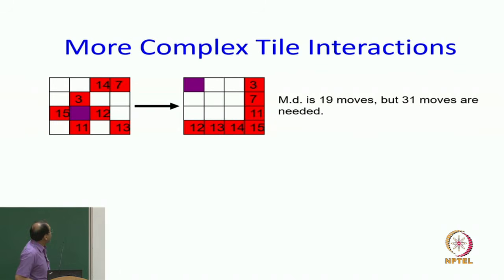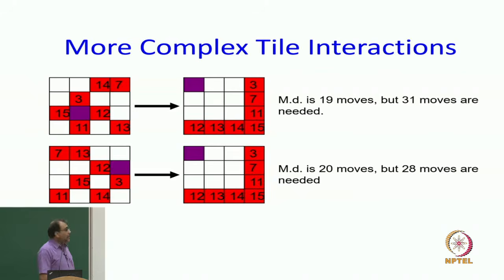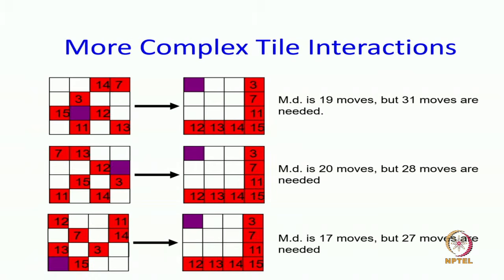Similarly, if I have a configuration like this and I have to get to the same configuration, Manhattan distance says 20, but actually 28 are needed, and if I have to go from this configuration to this, Manhattan distance says 17, but actually 27 moves are needed. Now notice we have done something very interesting.